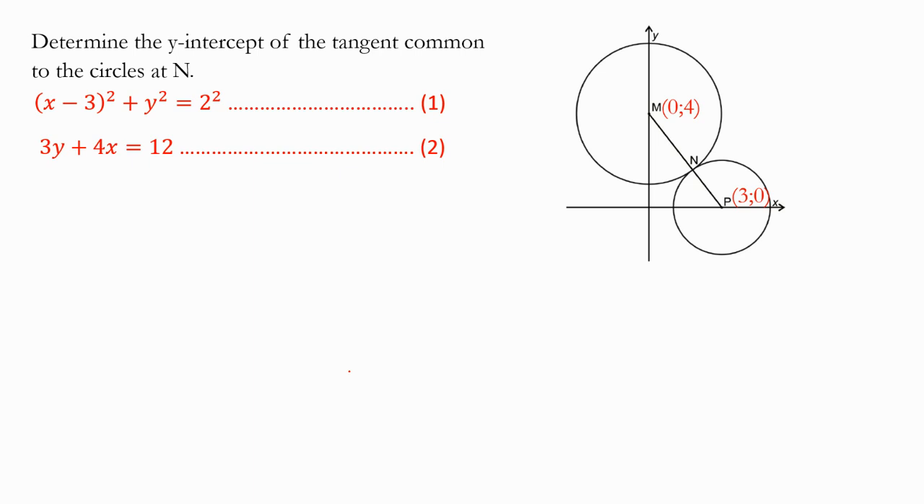So we have equation 1 here, and then we have equation 2. From equation 2, let's create equation 3. So 3y is equal to 12 - 4x. Then let's make y the subject here. y is equal to 4, dividing everything by 3, minus 4/3 x. You see that? Let's call it equation 3.